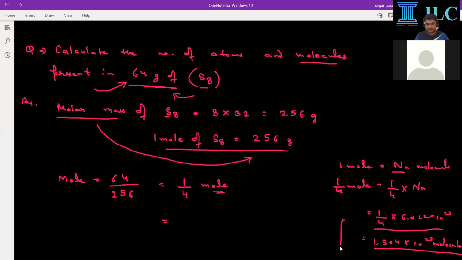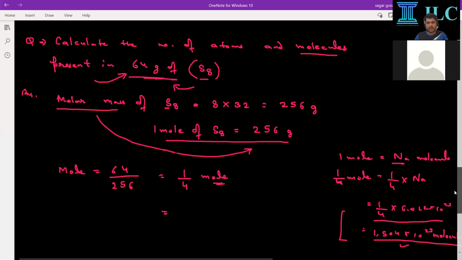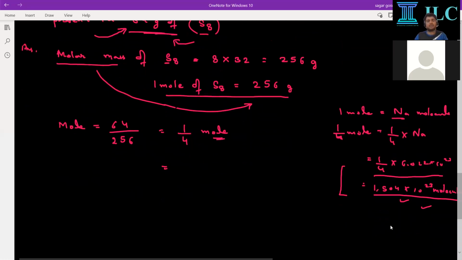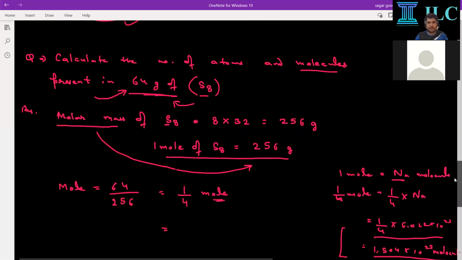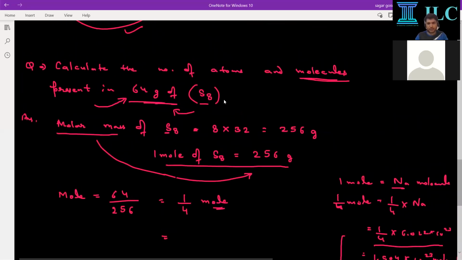Okay, fine. So you just got 1.5 into 10 to the power 23 molecules. Am I right? Yes. Okay, so now you have just found the molecules, fine. But some people also ask for atoms in the question. So atoms we also have to find out. We have just found molecules right now. So just tell me, Vishnu, we have found the molecules, because it was the molecule itself.